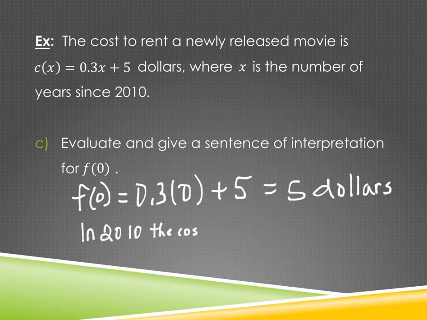The cost of renting, we could say a newly released movie, but that's a lot of writing, so I'm just going to say the cost of renting a movie, okay? The cost of renting a movie is $5.